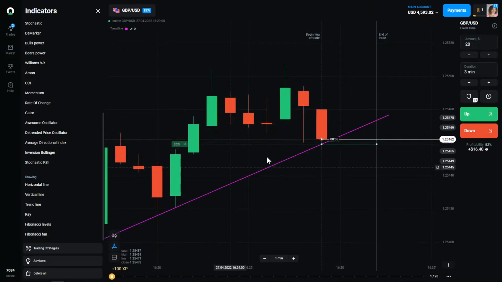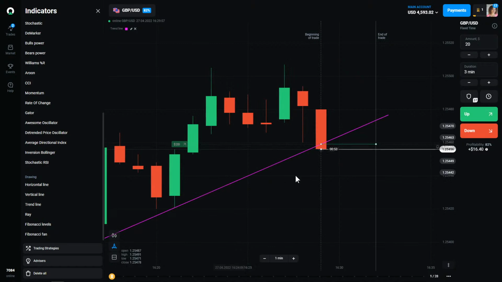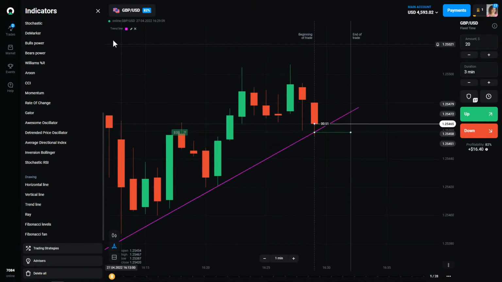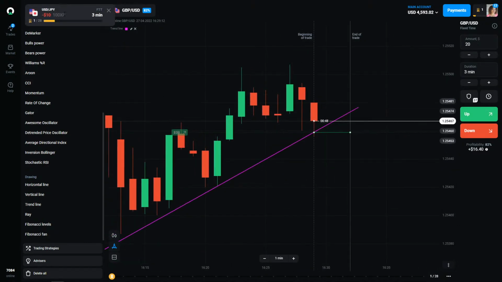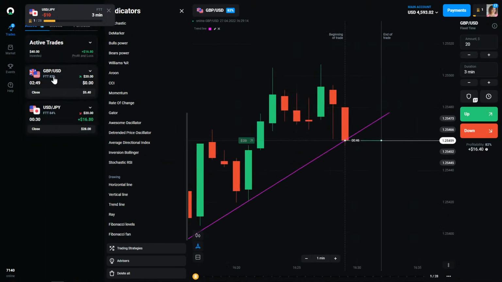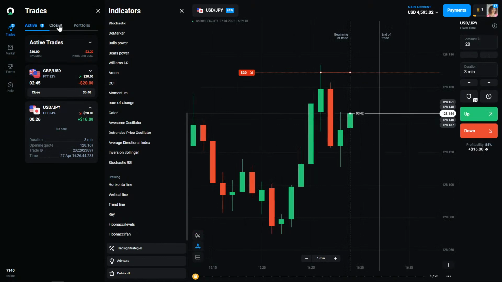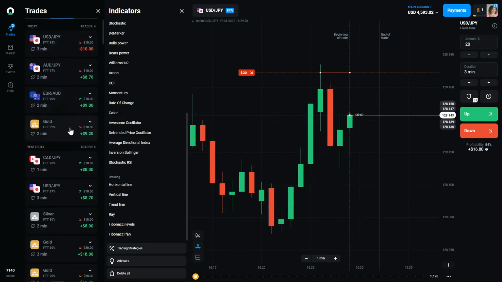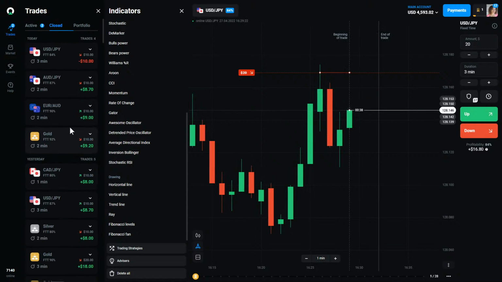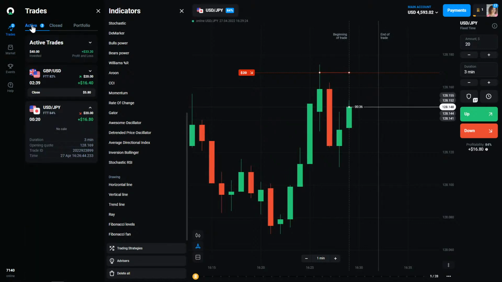Okay, this is probably going to be my last trade for today. This is GBP USD. Oh, USD JPY, no. That's the first one, did not go through. Oh, but it was looking so good. It was just looking so good. That's all right. It happens.